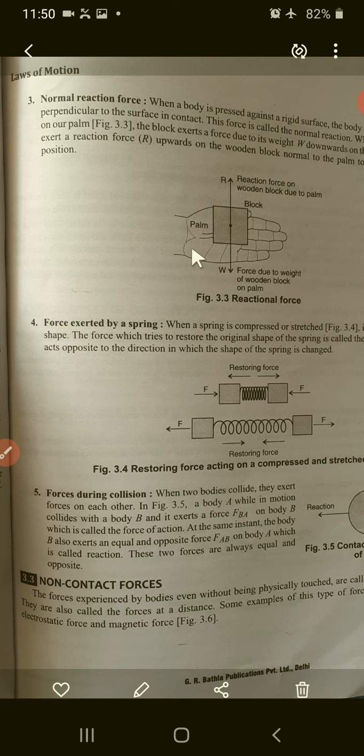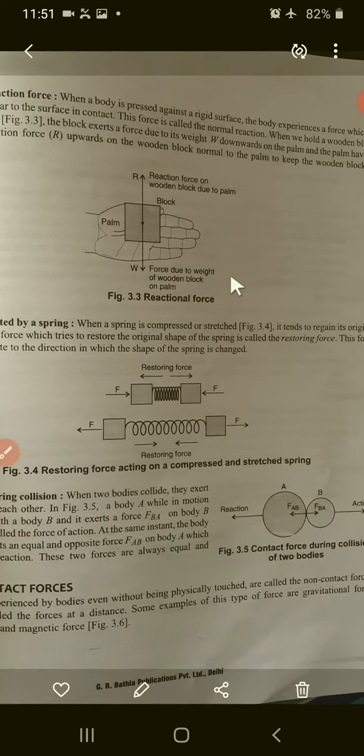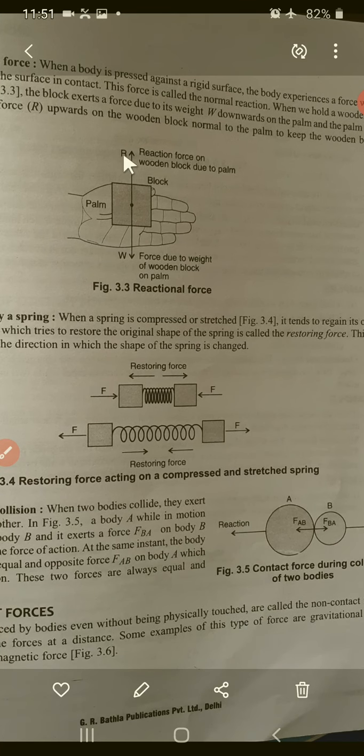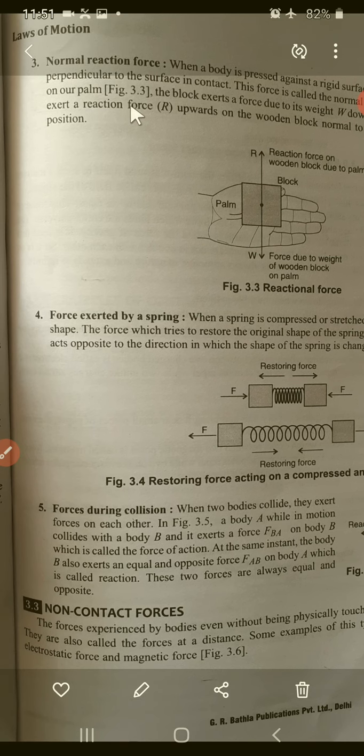Next, normal reaction force. Suppose you have taken a block on your palm, its weight is W and its reaction force is R. The reaction force is due to the weight. If the weight is light, then the reaction force is less. If the weight is heavy, then the reaction force will be greater than before. So normal reaction force is also a contact force.